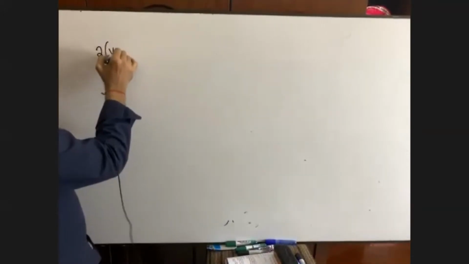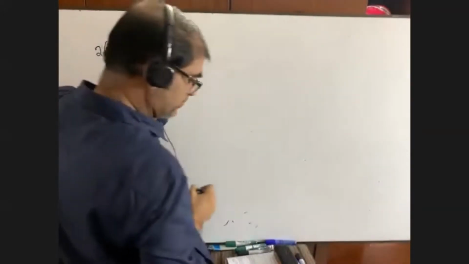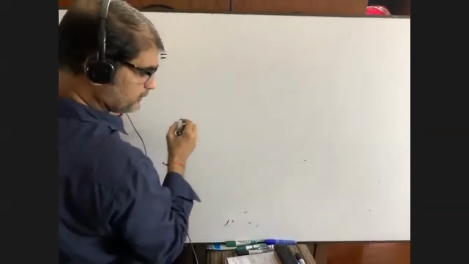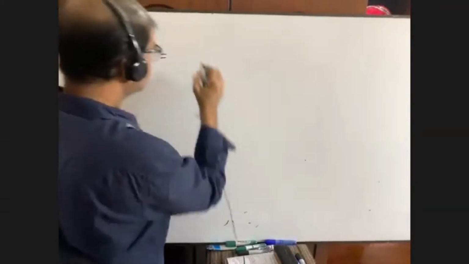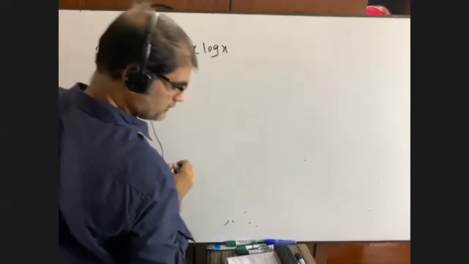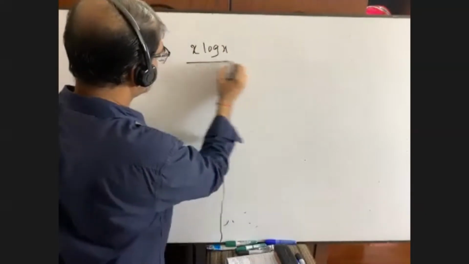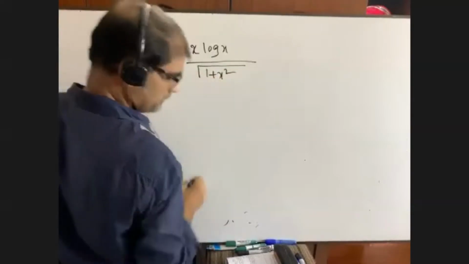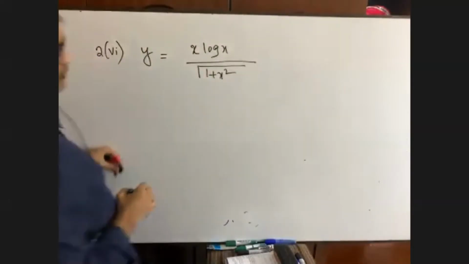2.6. In this math, ln is not given. So we have to take ln of x log x by root over 1 plus x square. Who can do it? It is not as easy as you are thinking.